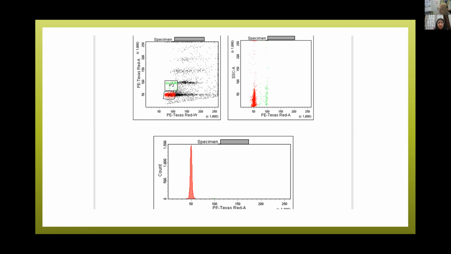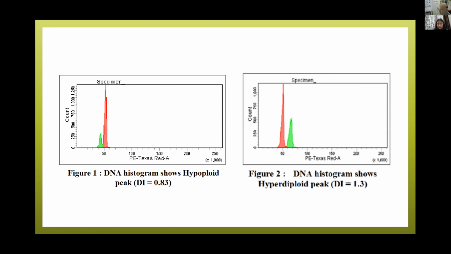So this is one of the graphs. This is the test sample, and over here you can see in the lower picture that it is a diploid peak. Now, these were the other 2 samples. Figure 1 shows a histogram with a hypoploid peak. The green one is the hypoploid peak, and the red shows the population with the diploid DNA content. The DNA index of this case was 0.83. In figure 2, we can see that the green peak has shifted to the right of the diploid peak. So this was the hyperdiploid peak, and the DNA index here was 1.3.